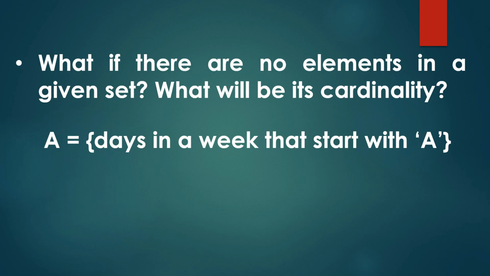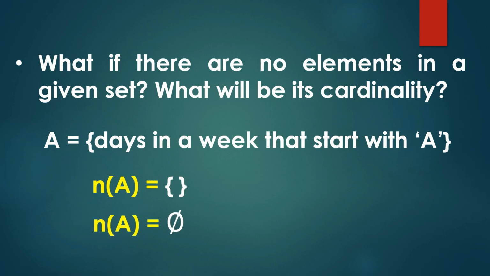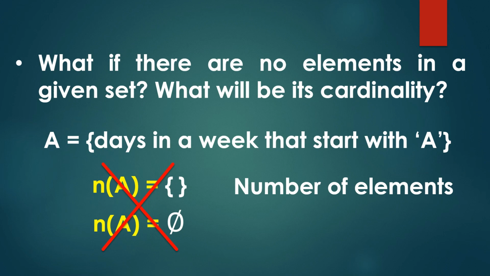But how are we going to write its cardinality? Is this the correct way of writing it? Or this one? No. Both of them are wrong. Let us remember that these symbols are used to denote that a set is an empty or null set. When we are looking for the cardinality of a set, we are looking for the number of its elements. Therefore, the cardinality of an empty set is 0. We will write it like this.